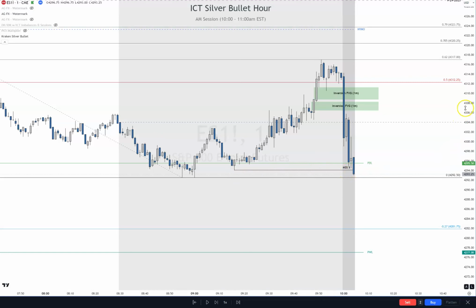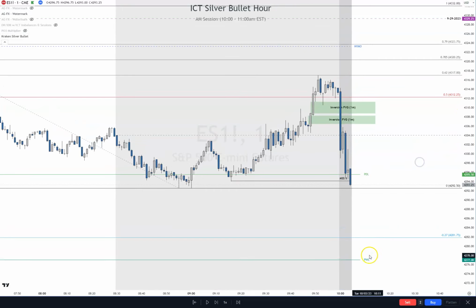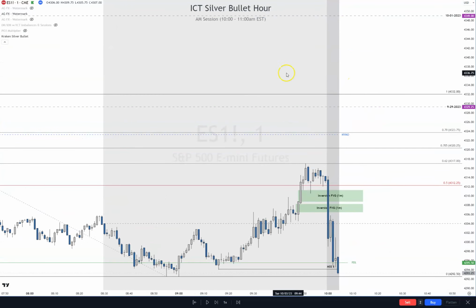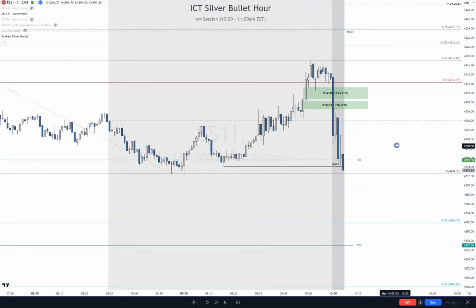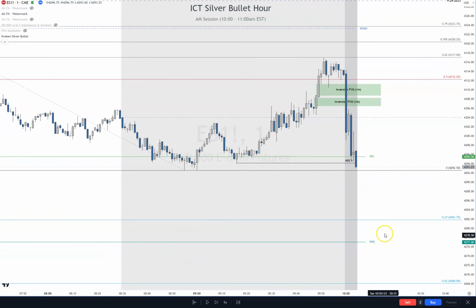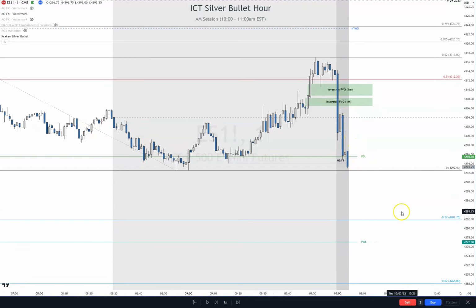So now, if I look at this, am I closer to the previous week low or London high, which is up here? Obviously, the previous week low. That's a major liquidity point. So I'm looking for anything to get me in this trade over here.